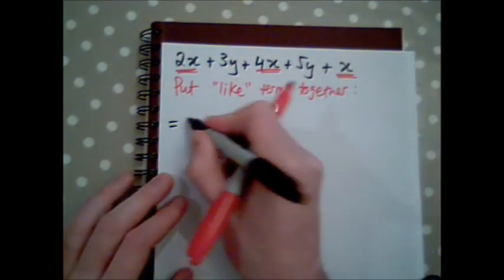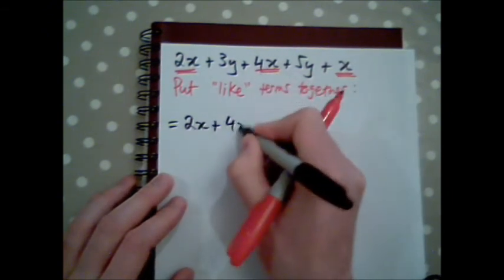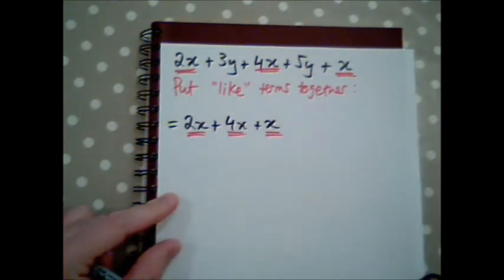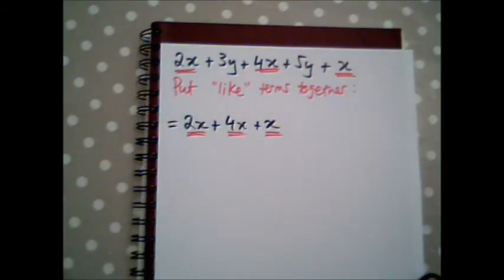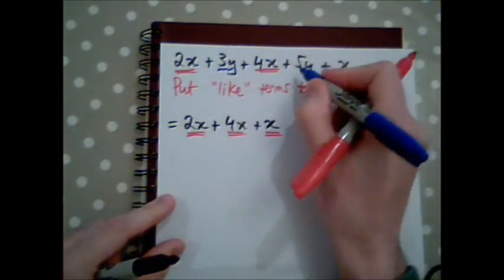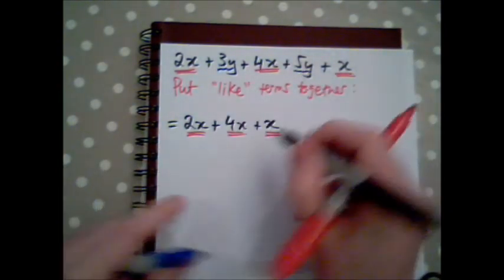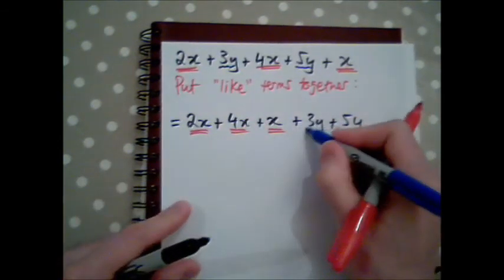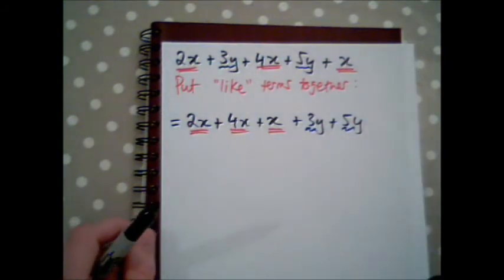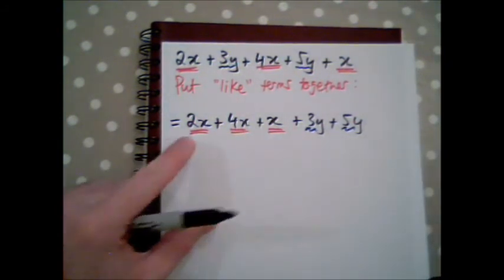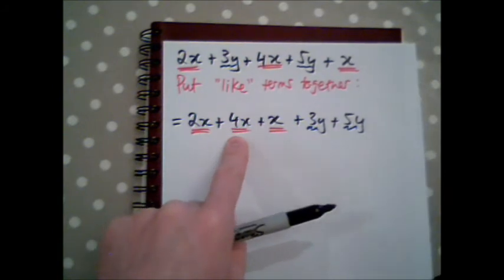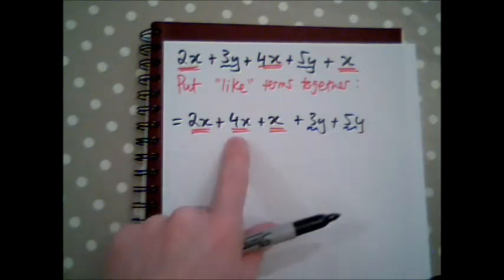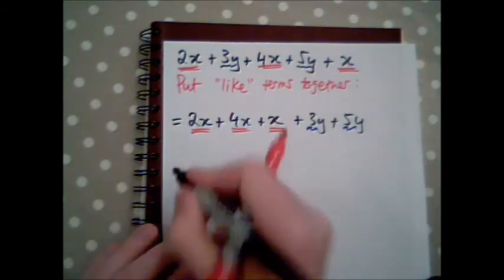So we put all of them together. So this is 2x plus 4x plus x. And then we have a look at the y's. So I got 3y here, and I got 5y here, so plus 3y plus 5y. When we put all that together, I've got 2 x's and 4 x's, so that's 6 x's and 1 more x. Remember, x on its own is just 1x, so 2x and 4x is 6x, and 1x makes 7x.